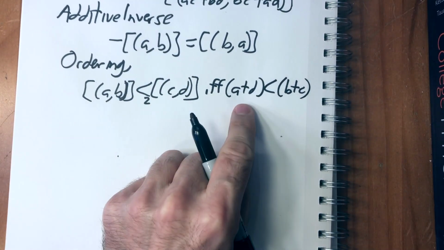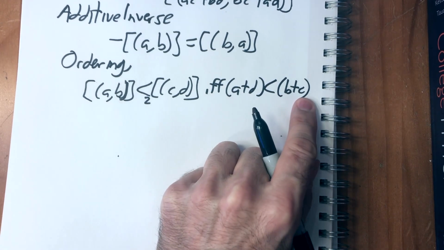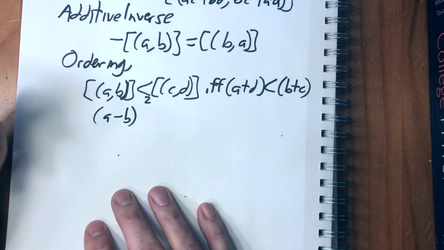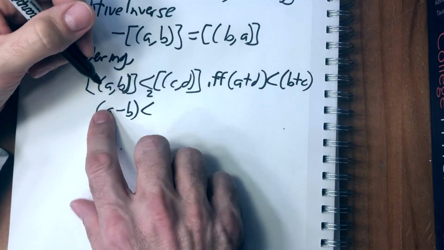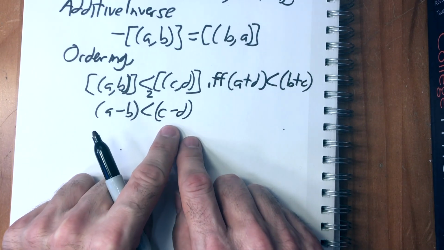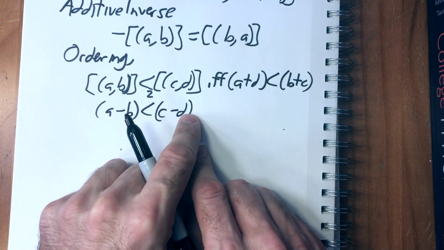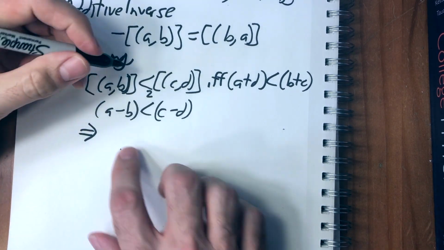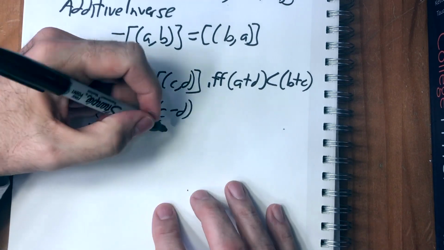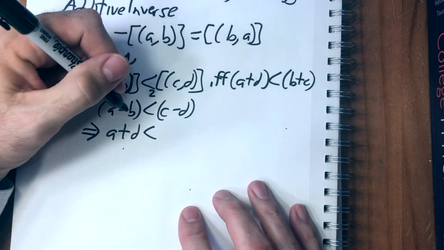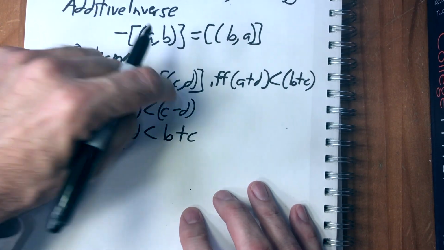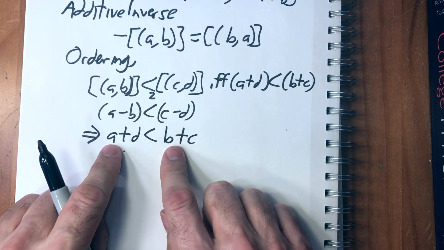As for ordering, (a, b) is less than (c, d) if and only if a plus d is less than b plus c. Again, we can see that easily if we just let ourselves use the minus for a second. a minus b is less than c minus d. That means we can move the d over here and move the b over here. So that implies that a plus d is less than b plus c. Right? We add b to both sides, b plus c. And then that's what we have here.